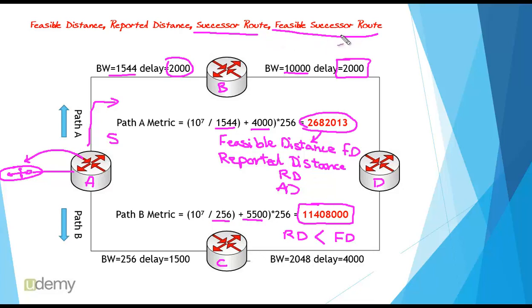But you may ask me when the router uses this feasible successor route. The router uses the feasible successor route when the successor route has failed. In this example, if this route fails, the router instantly installs the feasible successor route in the routing table. Therefore, EIGRP convergence time is much quicker than any other routing protocol.